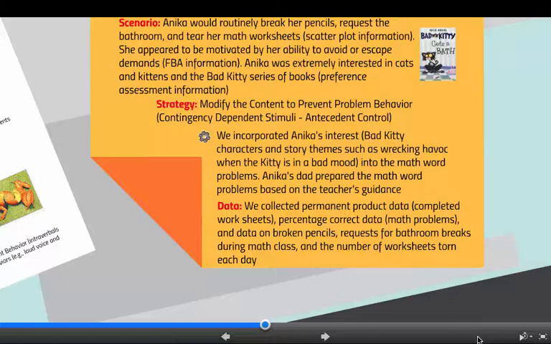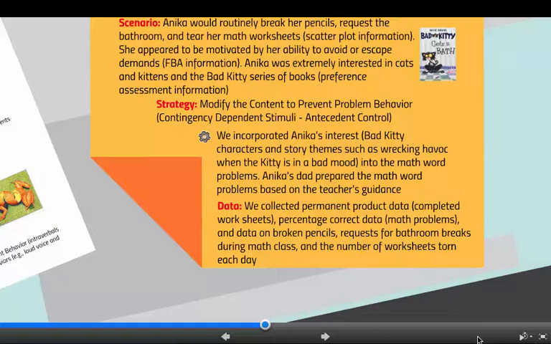In the spirit of team participation, mom and dad were both very involved in the development of her behavior intervention plan. All that connects to the team, the appointment of the team, as we've discussed before. And Annika's dad was the one that actually prepared the math word problems.